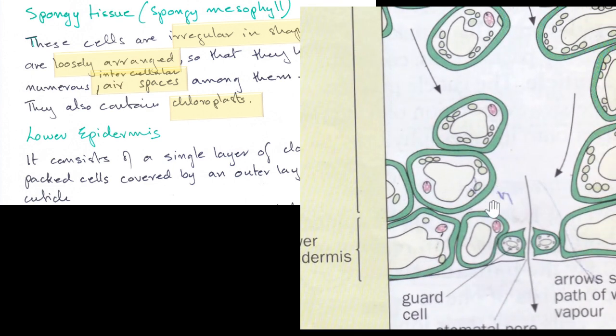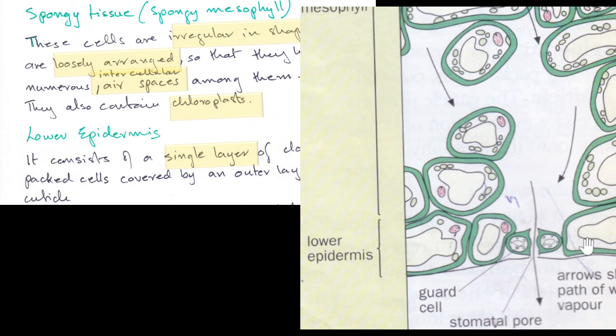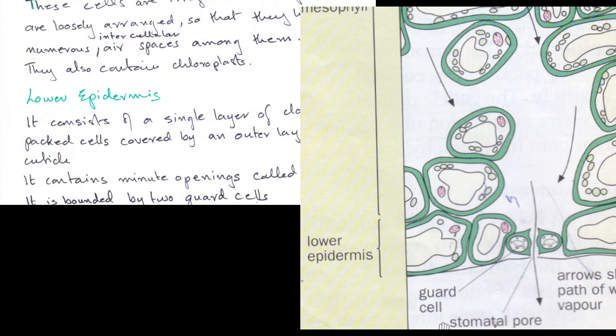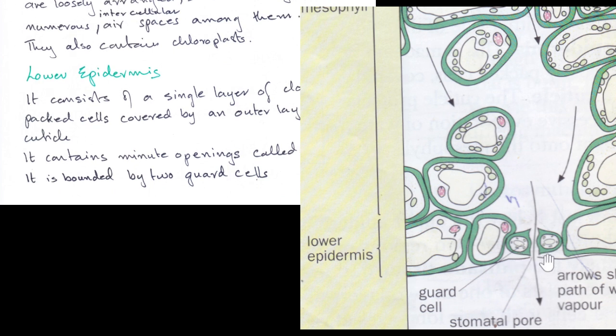Now we have lower epidermis. It consists of a single layer of closely packed cells covered by an outer layer of cuticle. It contains minute openings called stomata. Each is bounded by two guard cells. Now this was the structure of the leaf, and the function of guard cells we'll talk about in a later lecture.